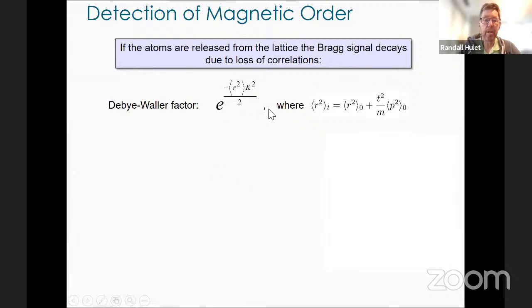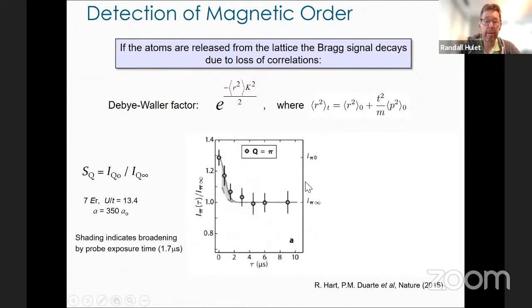Okay, so here's a little bit more explanation on the time of flight and how the Debye-Waller factor is affected by the time of flight, which reduces the signal as the atoms expand. In fact, I should have shown this a little earlier. If you look at the signal as a function of time of flight, you can see that within about 2 microseconds, the signal decays in this theta equals pi direction.